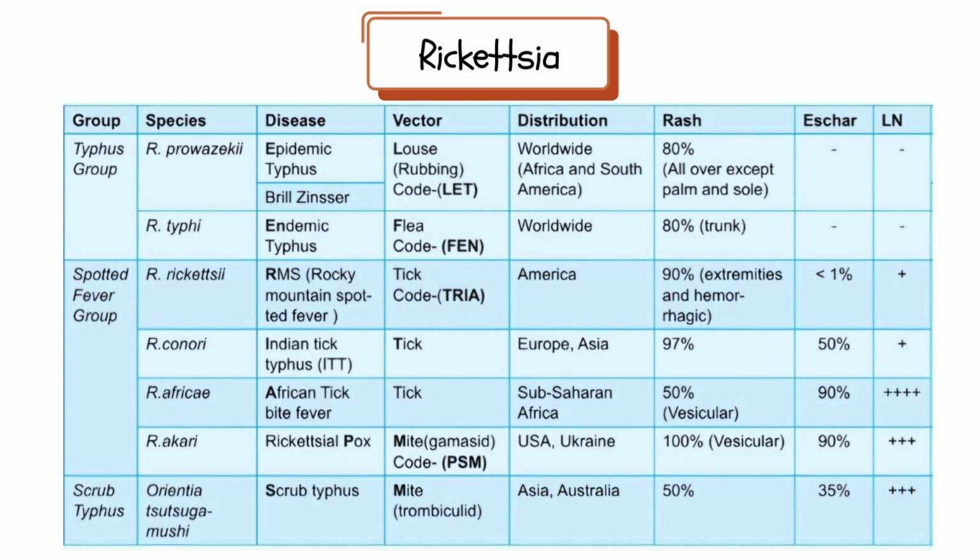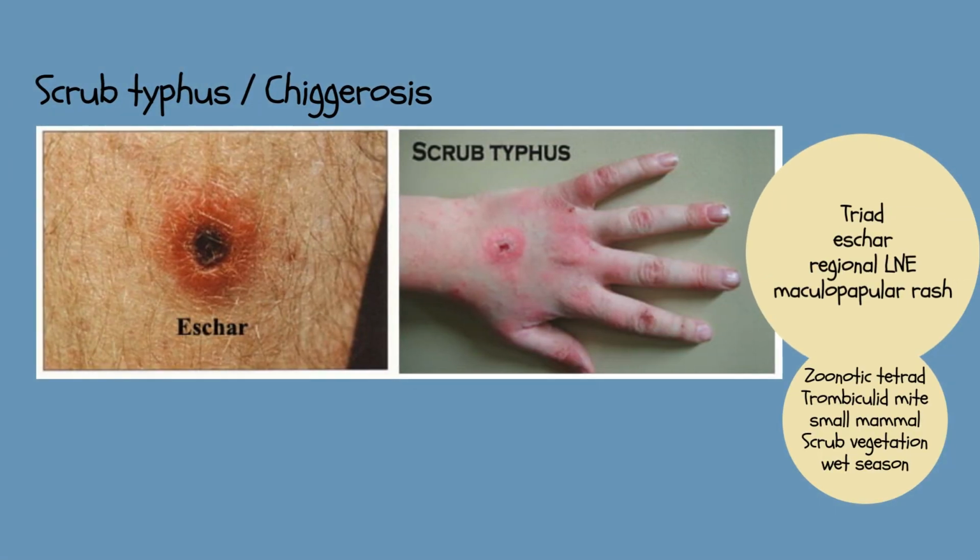That is characterized by an eschar. Scrub typhus is also called chiggerosis because the larval stage of that trombiculid mite is called chiggers. That is why it is called chiggerosis. And it has a characteristic eschar which is black in color. The triad of scrub typhus is eschar, regional lymph node enlargement, and rash.